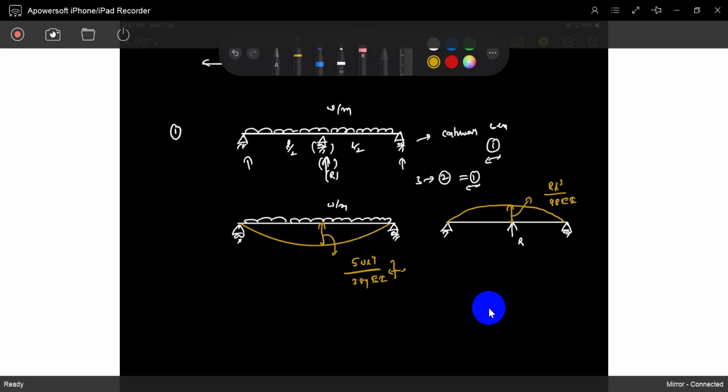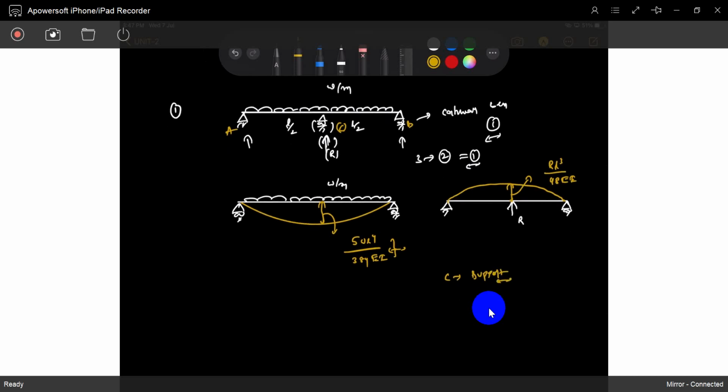So based on that, at the location, this is A, this is B, C. At C has a support. If C is a support, deflection at C is 0. Do you understand? Deflection at C is 0 because it is a support.